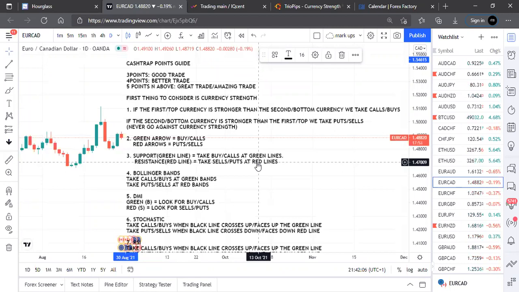Support is the green line, and we take buys on the green lines, and resistance is the red, and we have to be taking puts or sells at the red lines. So if you've written it down, let me see you drop done.